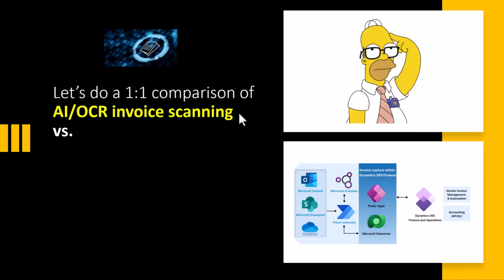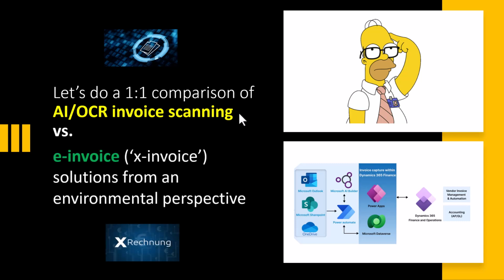And then I came up with the idea, okay, let's do a one-to-one comparison of the artificial intelligence / OCR invoice scanning feature that was presented in the tech talk and that is also illustrated in this graphic here, versus electronic invoices, or what we call X-invoices. The German term is X-Rechnung. So let's see and compare them.